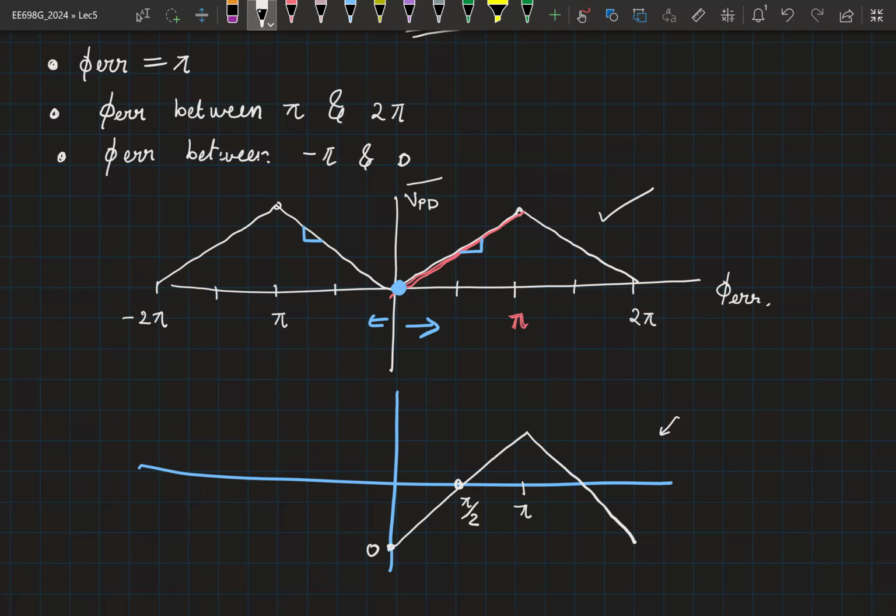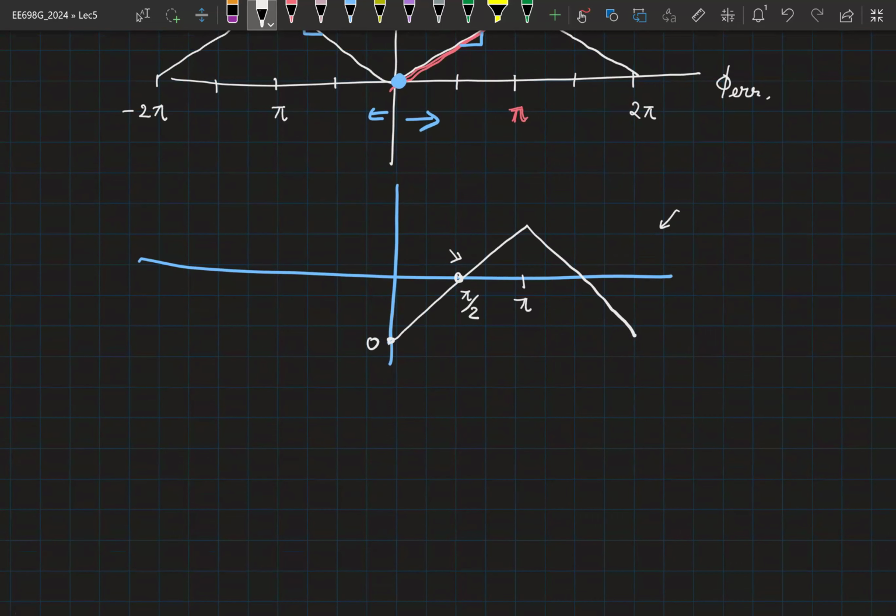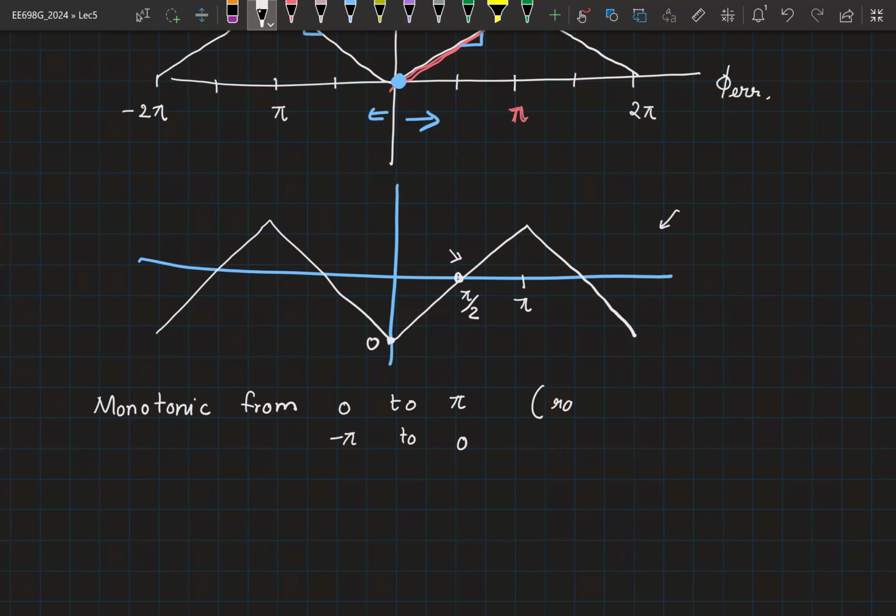Then you would shift lock to pi by 2, right? You would lock at the center of a monotonic range. So anytime we talk about XOR, it is with the understanding that the curve has been shifted such that the locking is happening at the center of the monotonic region. So now the monotonic range is from, where is the range? This is from 0 to pi. Or you can choose from minus pi to 0 also, right? And this gives you a range of pi.